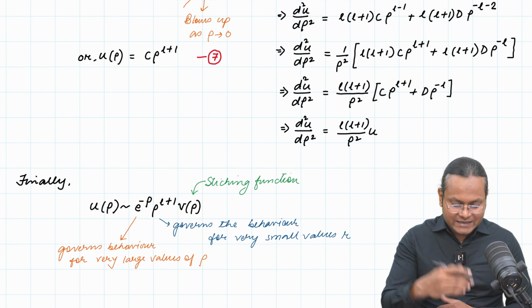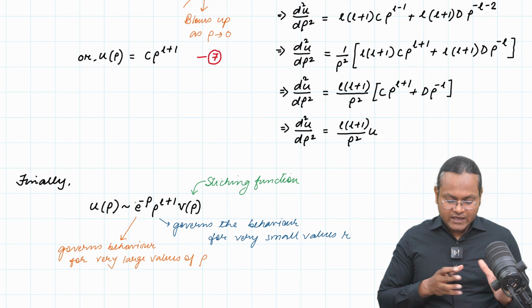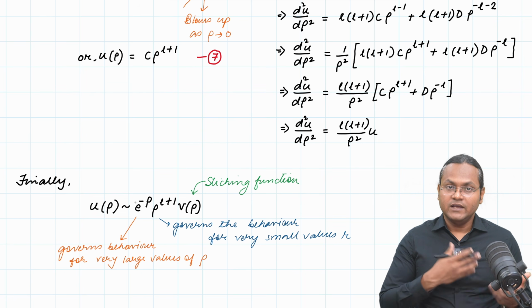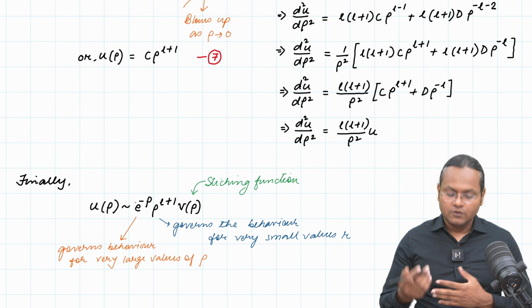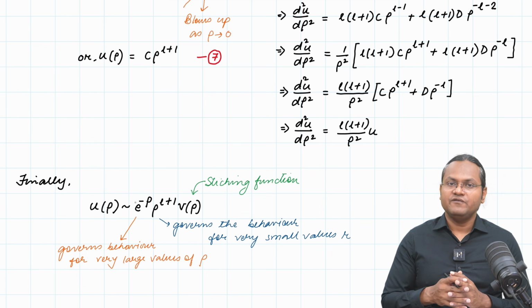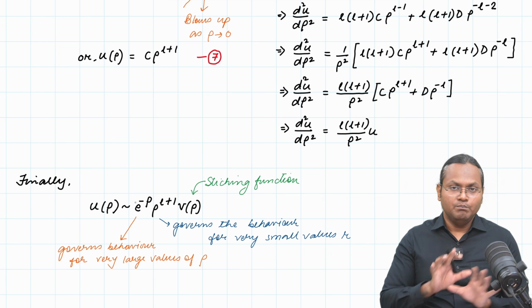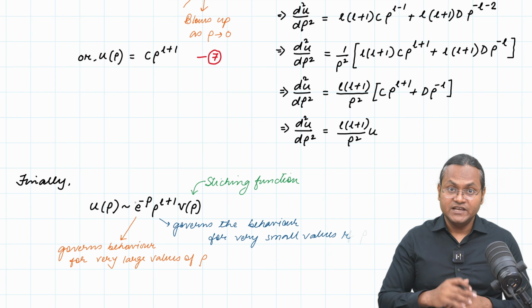So now we have at least come closer to a certain kind of a mathematical function that contains the behavior that governs the values at extremely small values of rho, governs the behavior at extremely large values of rho, and the stitching function which combines both of them together to give you an idea about the mid-range behavior, essentially.